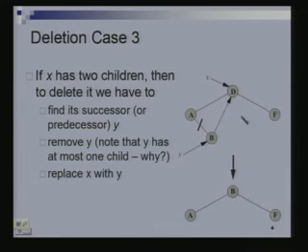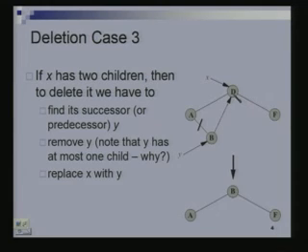Okay. So, since it has two children, let us do the following. It has a left subtree, it has a right subtree. We will find the predecessor of d. How do you find the predecessor of d? We have seen how to do successor, but we also said you can equally find the predecessor. How do you find the predecessor?